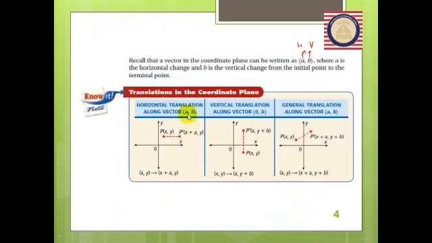Okay, very good. And we have the main translations along the vector. As we said before, for the vector (A, B), A is the horizontal change and B is the vertical change. In a horizontal translation, the X will be X plus the component given, but the Y will stay the same. In a vertical translation, the X will stay the same and the Y will add the component of the vector. In a general translation, I add A and B: X plus A and Y plus B. This is my translation.